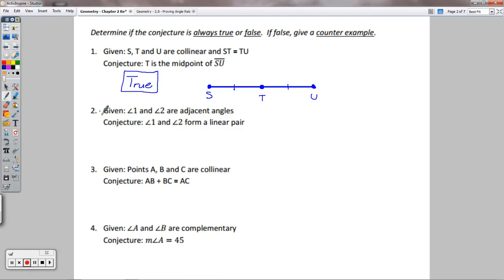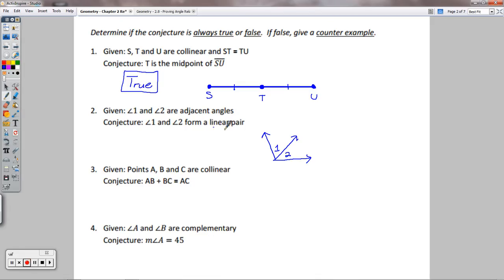Number 2, given angle 1 and angle 2 are adjacent angles, the conjecture is that they have to form a linear pair. So if they're adjacent, that means they have a side in common. Maybe something like this and this. But notice, I just drew a pair of adjacent angles. If I label this a 1 and a 2, this is a pair of adjacent angles. They've got this ray in common right here, this side in common.